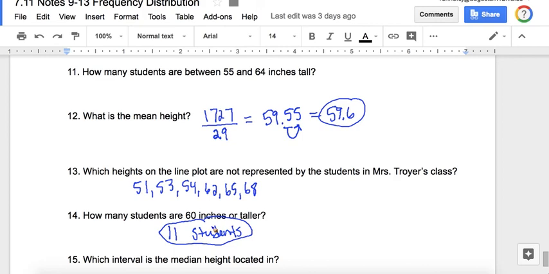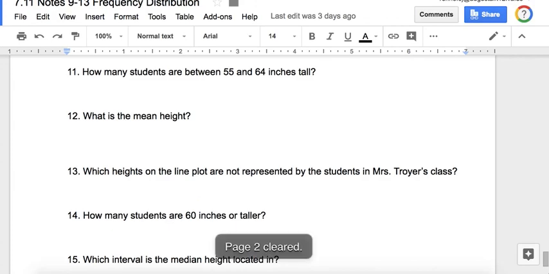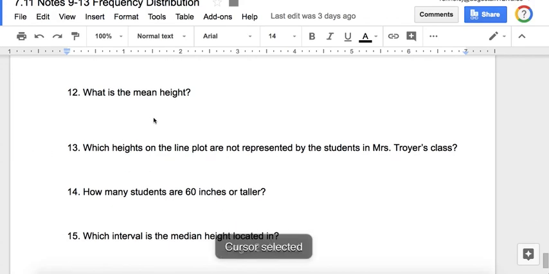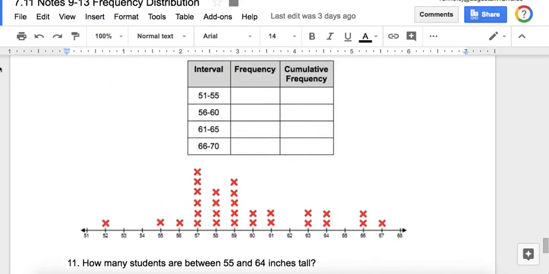It says which interval is the median height located in? Okay. So I'm going to show you 2 ways you could have got this. I'm going to show you using the cumulative frequency. We know that there are 29 students, so we know the median would fall at about the 15th number. Well, if the frequency here is 2, and 18, so that's 20, the 15th number would fall in this range, so 56 to 60.